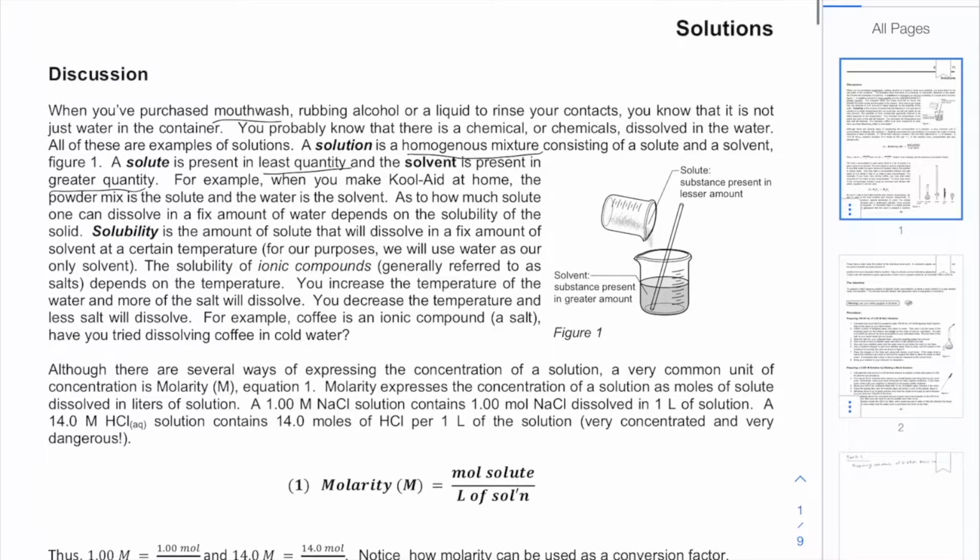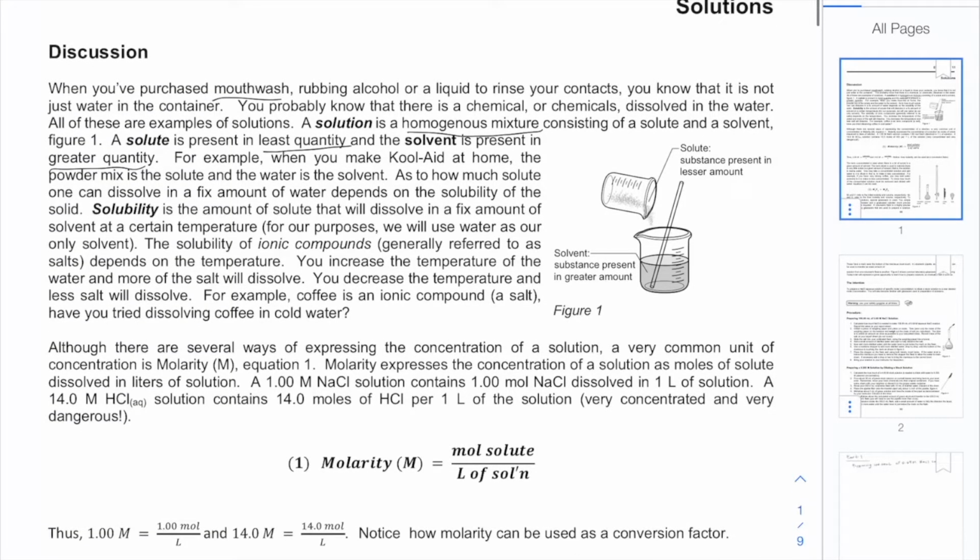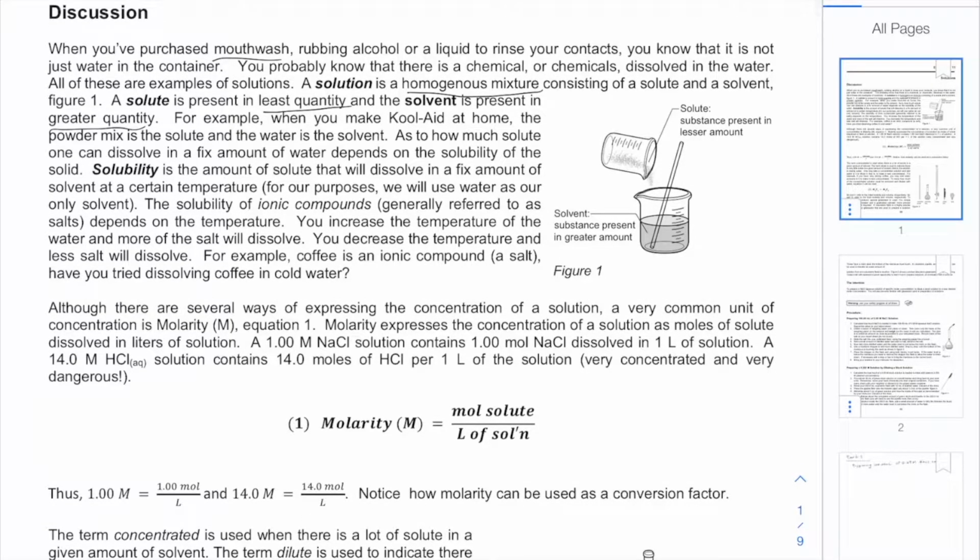Now, in this experiment, we're going to learn how to prepare a solution. We're going to prepare an aqueous solution of salt, and we're going to calculate its concentration. Now, there's many ways of calculating the concentration of a solution. One very common way is to calculate what's called molarity.